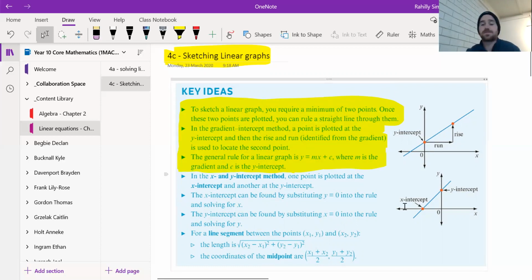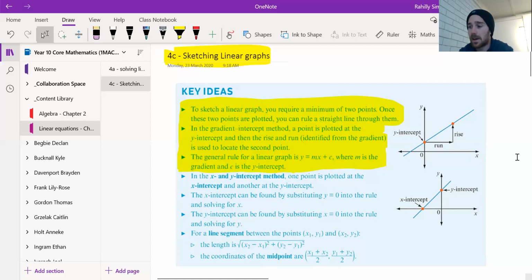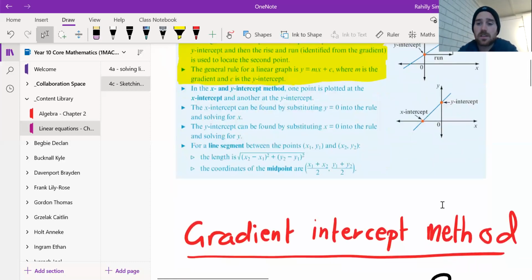First things first, a linear graph is linear, meaning straight line. So when you are drawing any graph that you've worked out, if it is not straight, you've done something wrong. We will not have curved lines at all in this chapter. It's going to look something like this here. They're straight lines. We are looking at the gradient intercept method.